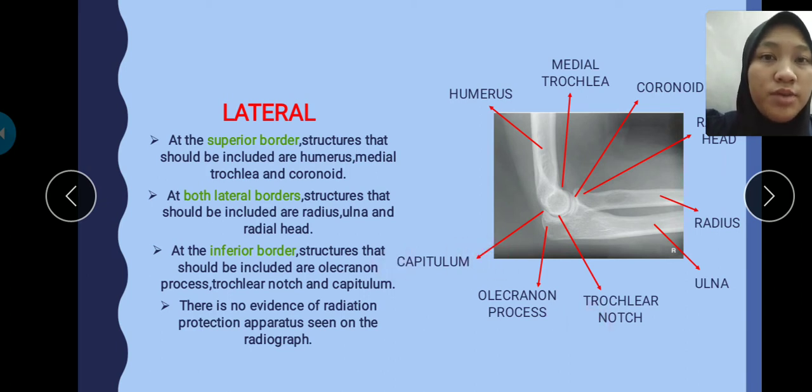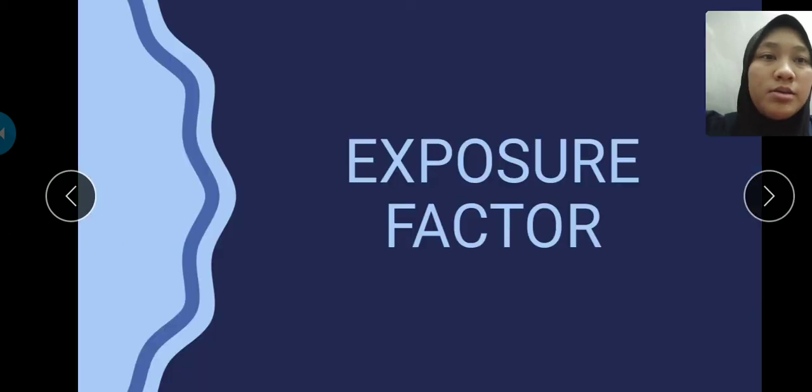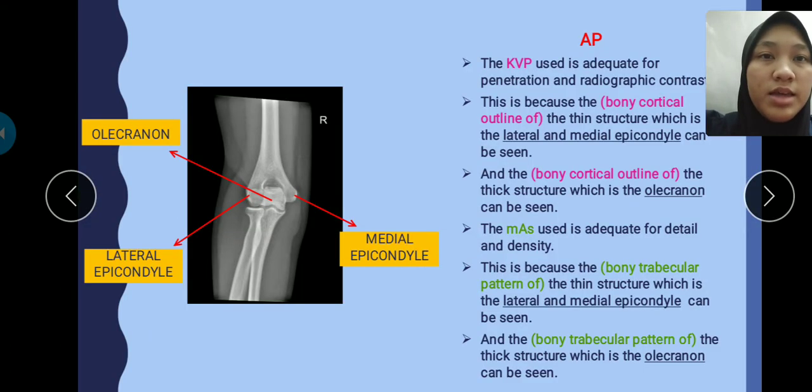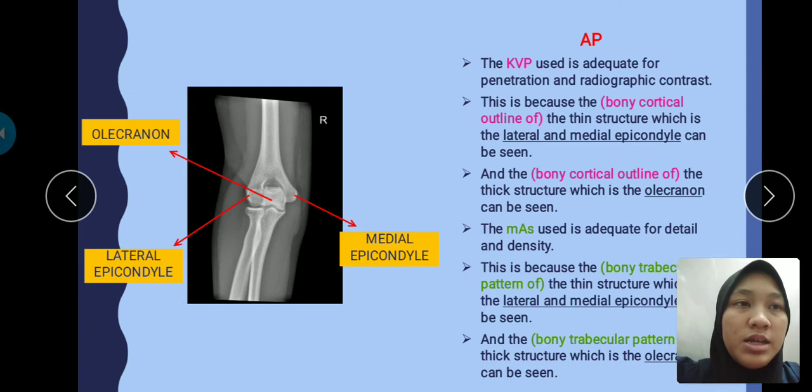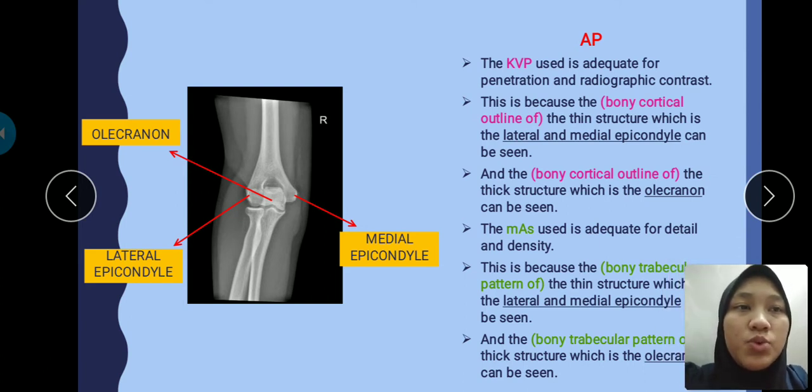So this radiograph also doesn't have evidence of radiation protection apparatus. For exposure factor AP projection, the KVP used is adequate for penetration and radiographic contrast. This is because the bony cortical outline of thin structure, which is lateral and medial epicondyle, can be seen, and the bony cortical outline of the thick structure, which is olecranon, can be seen.